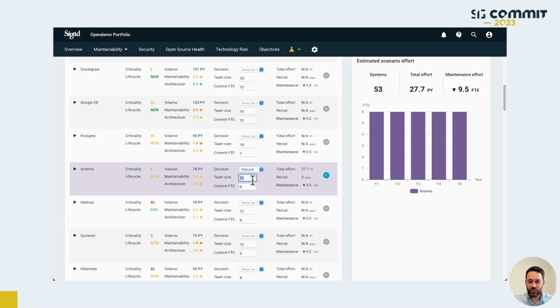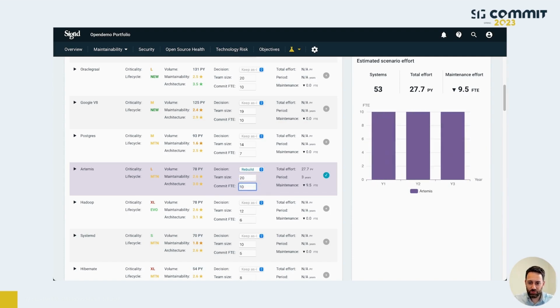This estimation comes from our architecture quality module, but in this case we know that we want to commit more people to it. So let's imagine that there are actually 20 people working on this, and that our commit is half of the team. This could be two Scrum teams, or maybe we commit even more, like 12 FTE. You can see that that reduces the period in which this modernization scenario is executed.